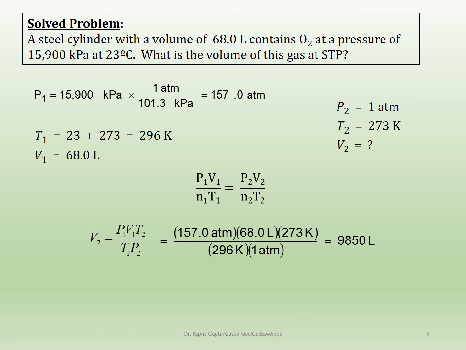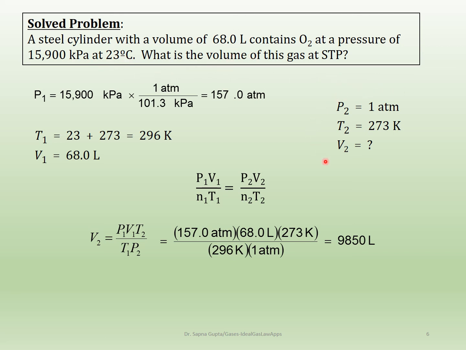Okay, so let's look at a solved problem now for gases. Let's read the problem. A steel cylinder with a volume of 68.0 liters contains oxygen at a pressure of 15,900 kilopascals at 23 degrees Celsius. What is the volume of this gas at STP? This problem really is about initial and final conditions. The initial numbers are given to us: 68 for volume, the pressure in pascals, and the temperature, and we are asked to calculate the volume at STP.